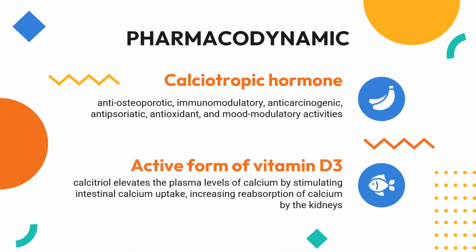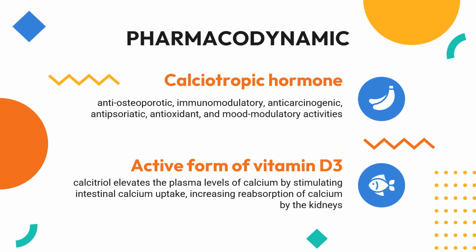Pharmacodynamics. Calcitriol is a biologically active calciotropic hormone with anti-osteoporotic, immunomodulatory, anticarcinogenic, antipsoriatic, antioxidant, and mood modulatory activities. Its main sites of action are the intestine, bone, kidney, and parathyroid gland.